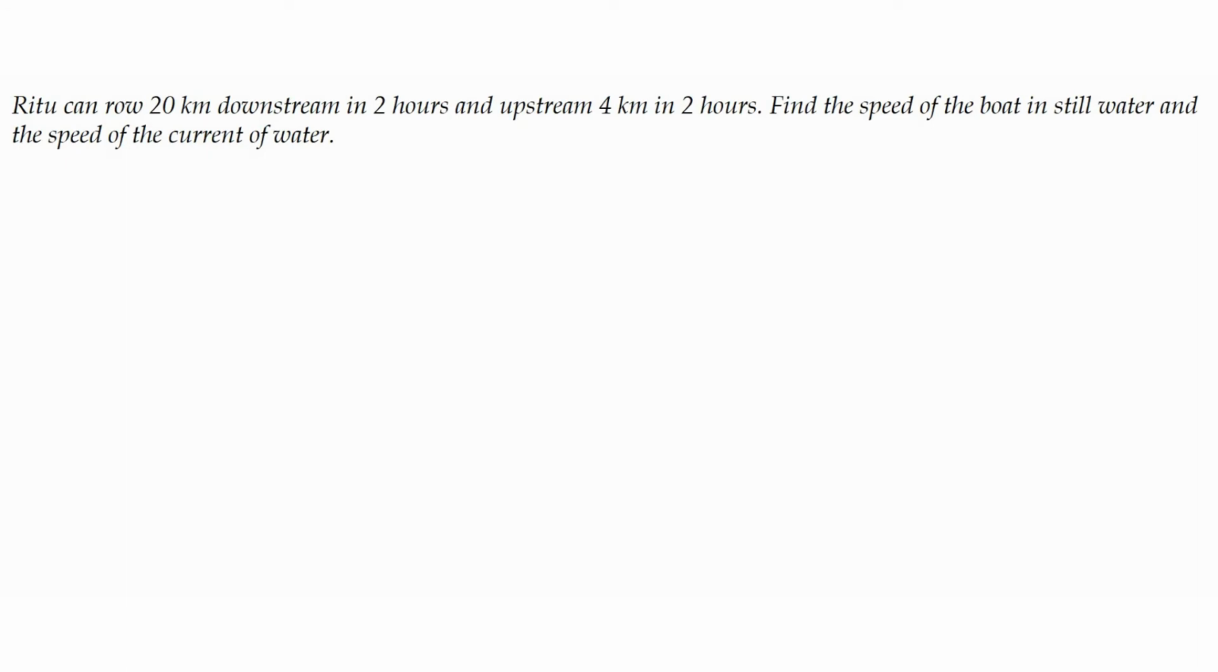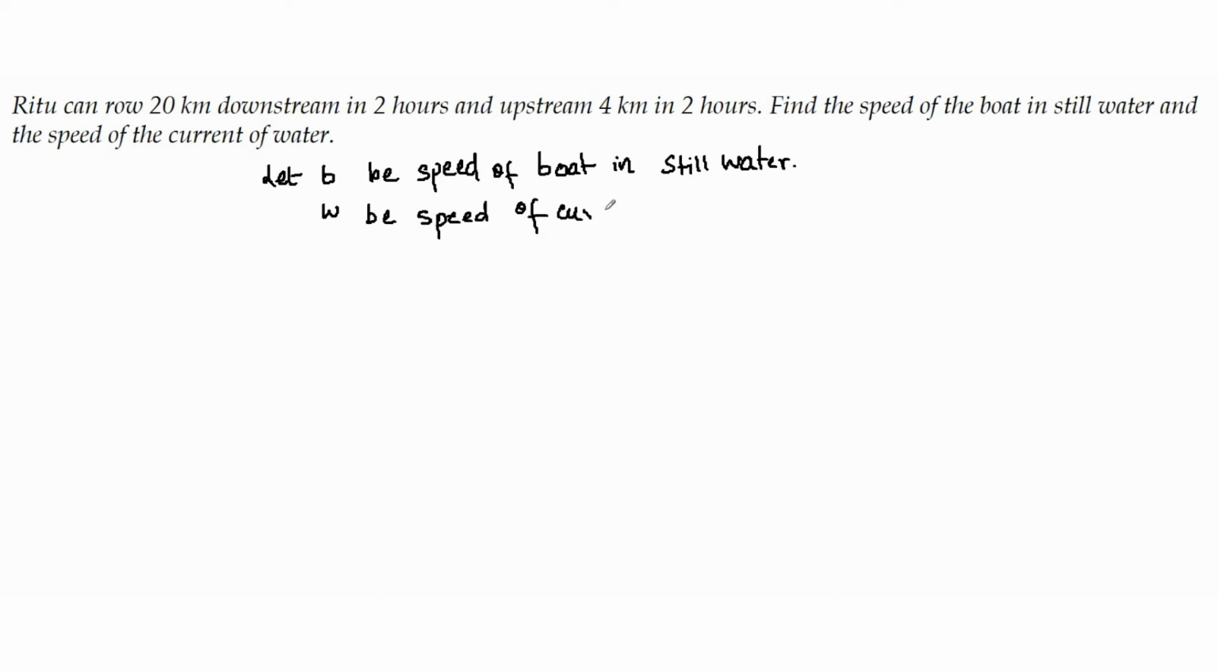Okay, consider this question. Ritu can row 20 kilometers downstream in 2 hours and upstream 4 kilometers in 2 hours. Find the speed of the boat in still water and the speed of the current of water. So again, let me take my variables. So let B be the speed of boat in still water, and let W be the speed of current of water.